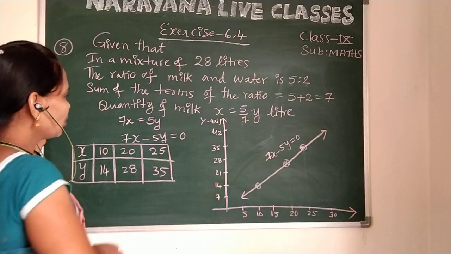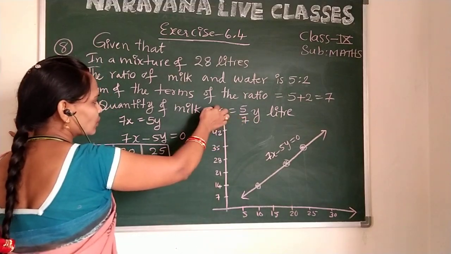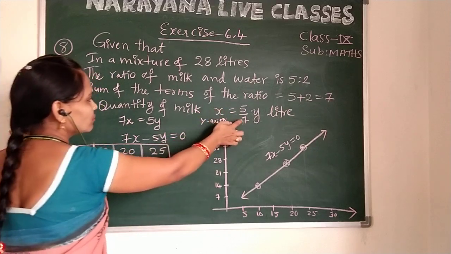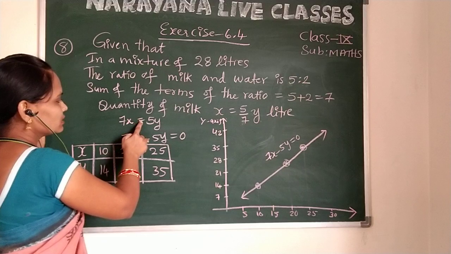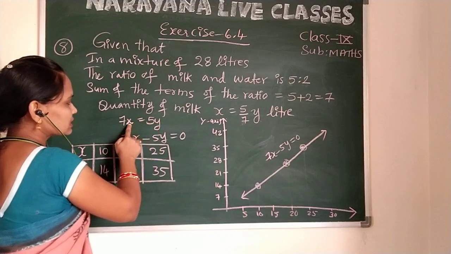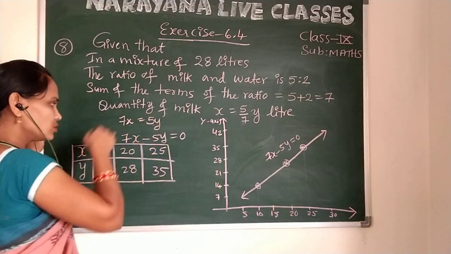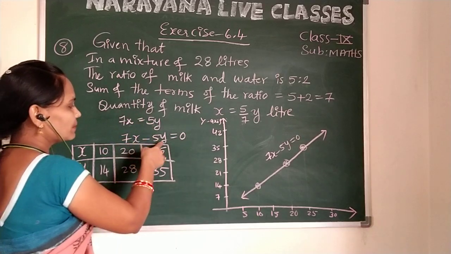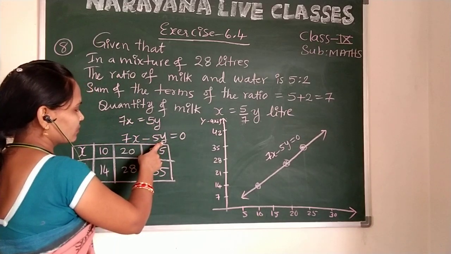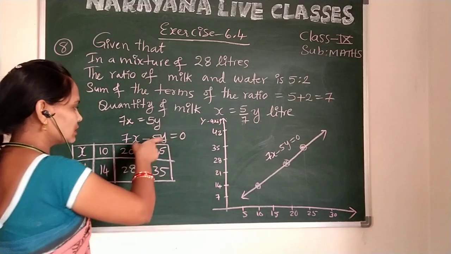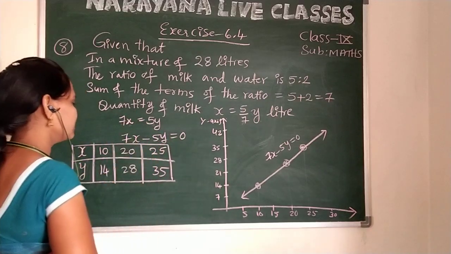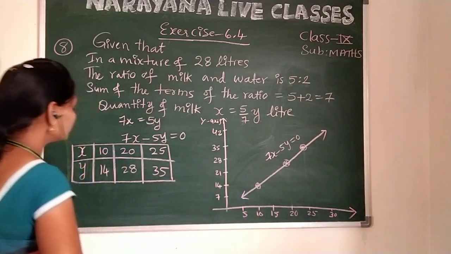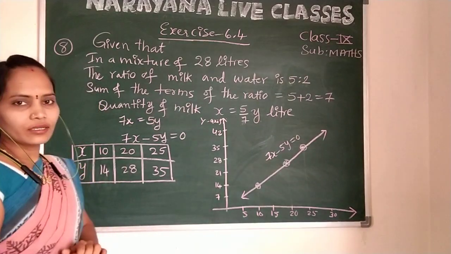After that, we need to do cross multiplication. So we get 7x is equal to 5y. This 7x equal to 5y we can also write as 7x minus 5y is equal to 0, since transposing plus 5y makes it minus 5y. This is the linear equation in two variables. After getting the linear equation, we should find the x and y values.